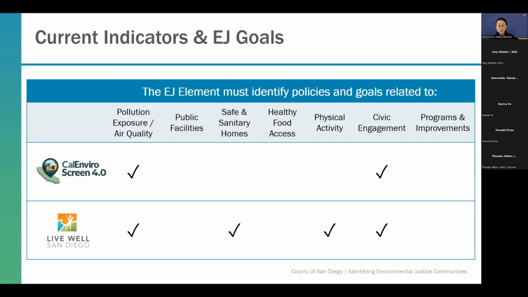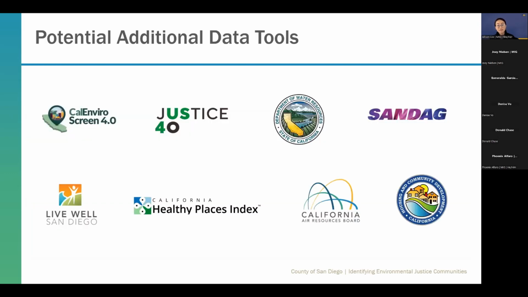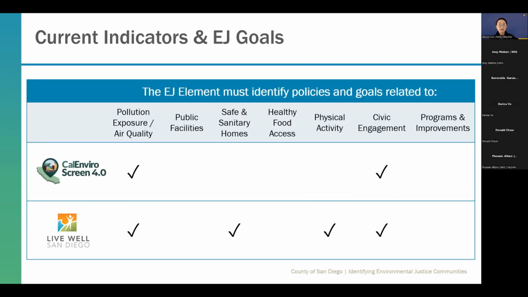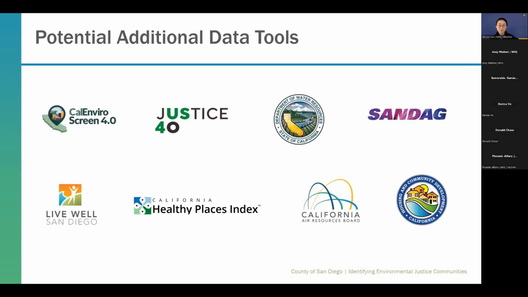While it's not mandatory that the tools cover all target areas, the county is looking at ways that the criteria might be expanded to address topics like public facilities, safe and sanitary homes, healthy food access, physical activity, and targeted programs for improvements. We want to make sure that all voices are heard and that issues relevant to the unincorporated communities are addressed. To this aim, the county is examining other data tools to potentially expand how we define EJ communities within the unincorporated areas.